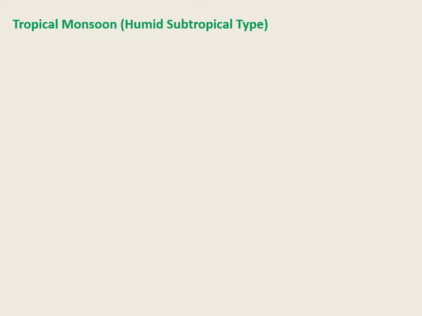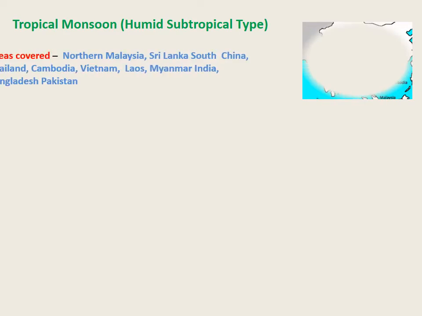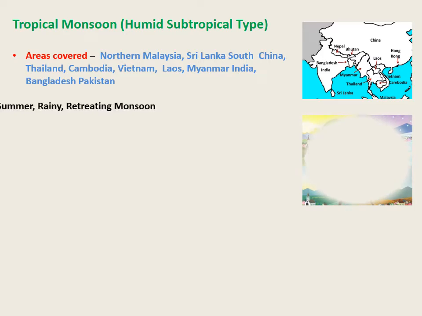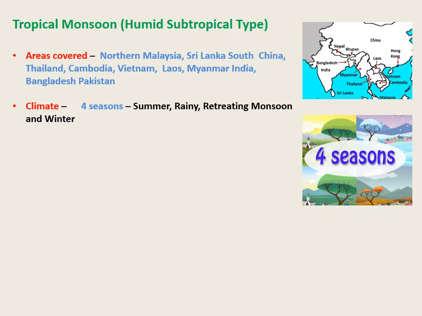After equatorial rainforest, the next type is the tropical monsoon, which is also called humid subtropical type. Areas covered: Northern Malaysia, Sri Lanka, South China, Thailand, Cambodia, Vietnam, Laos, Myanmar, India, Bangladesh, Pakistan experience this kind of climate. Climate: generally, four seasons are experienced in this region: the hot, dry summer season, the rainy or monsoon season, the retreating monsoon season, and the cool, dry winter season.